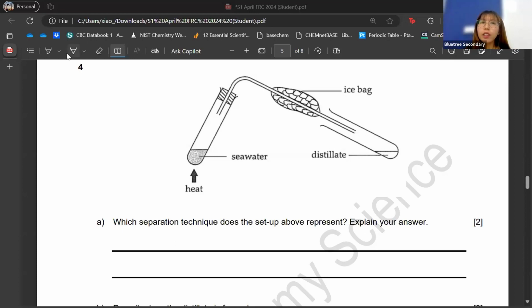Very obvious, if you see an ice bag, it is definitely something cold to cool down a certain other substance. Number 1, that's a clue. Number 2, seawater.